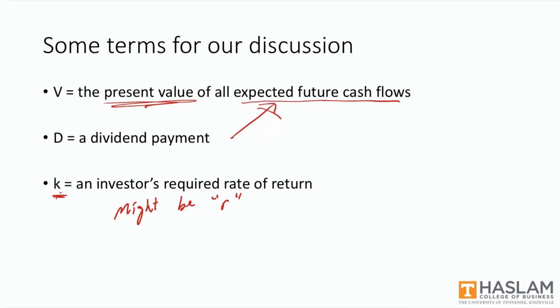In the V's and the D's we see, we'll have subscripts to indicate timing. So for example, V0 means the intrinsic value at time 0 or right now, and D1 indicates an expected dividend at time 1, and D2 indicates an expected dividend at time 2.